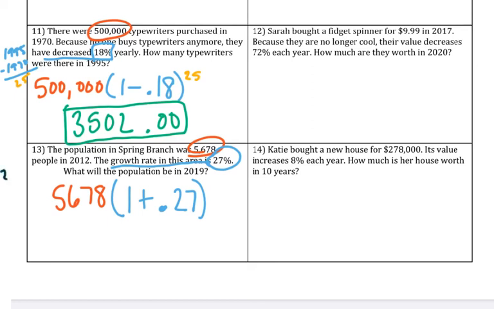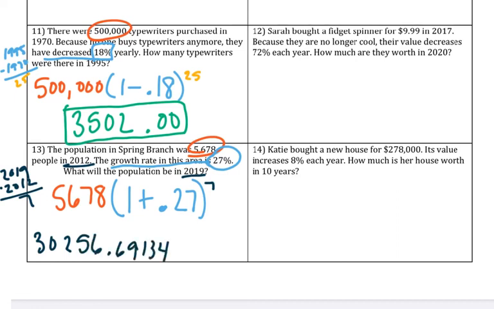What will the population be in 2019? Well, to figure out the years, you take the year that they ended with, 2019, and you take away the year that you started, 2012. That leaves you with the number 7. So 7 years have passed. 5,678, 1 plus, it's a growth rate, 0.27. How many is it after 7 years? How many people live here? So we have 30256.69134. That's the whole number that the calculator gives you.